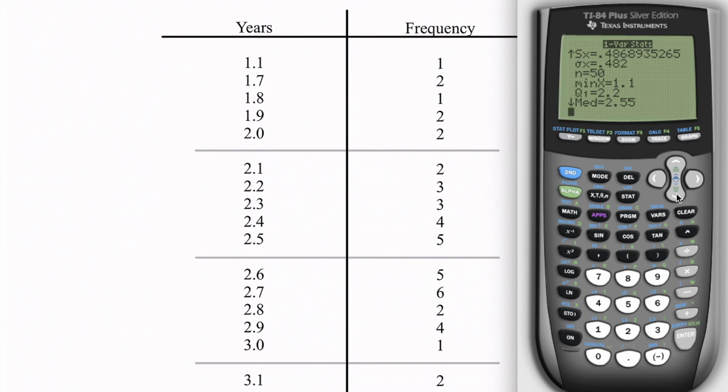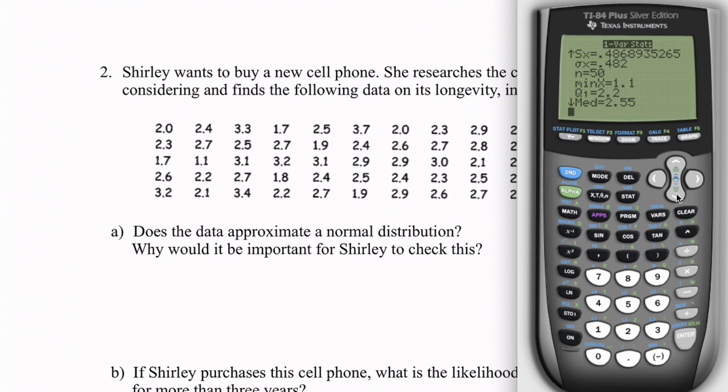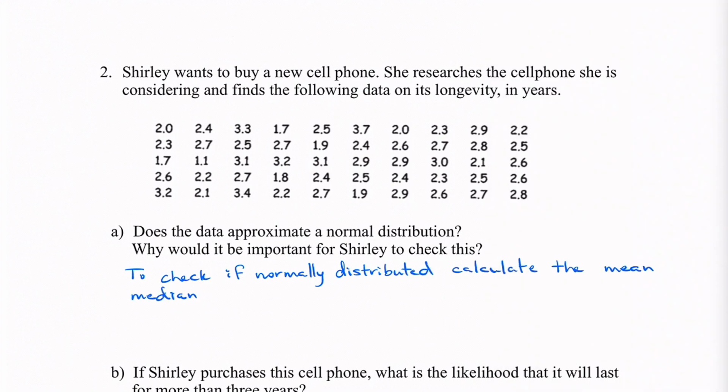So I'm just going to scroll back on our page. And what we wanted to do is we needed to calculate the mean, median, and mode in order to see whether it was normally distributed. So I'm just going to write that down. So in our calculator, when we found our mean, remember x bar stood for mean, we got 2.526. Our standard deviation, we got 0.487 when you rounded it.